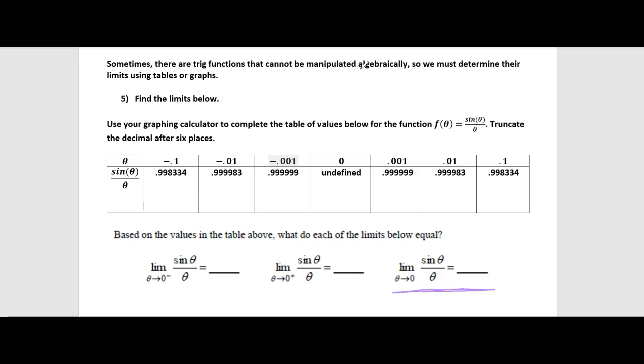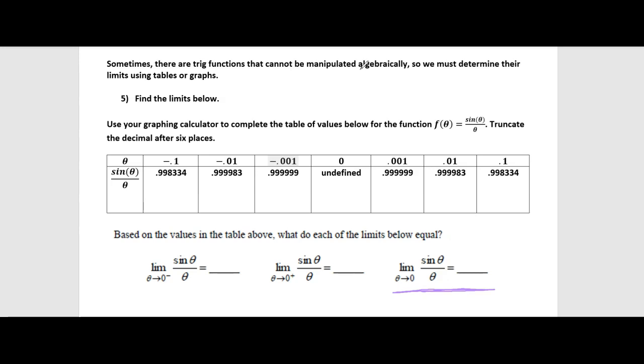And there's no algebraic manipulation we can do here to figure out what it's equal to. There is a proof for this. It involves a concept we may look at a few lessons down the road called the squeeze theorem, but it's beyond the scope of what we're doing right now. So we're going to use a table to approximate this limit like we did in the first couple of lessons. I already filled in the table for you.